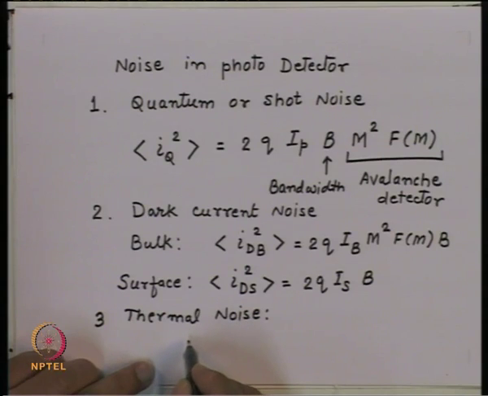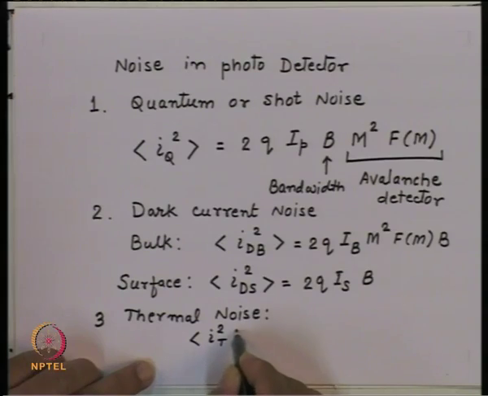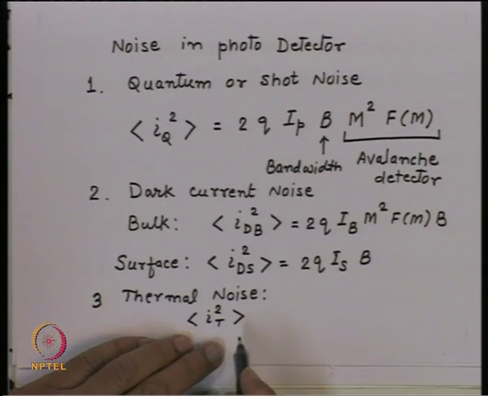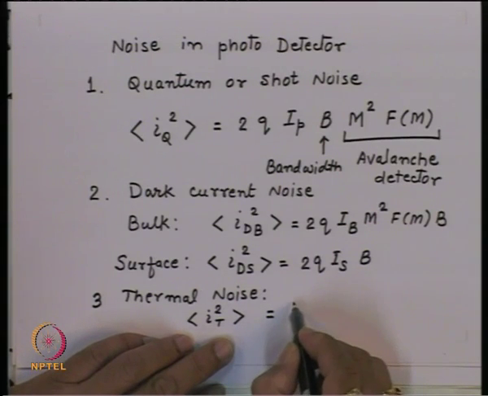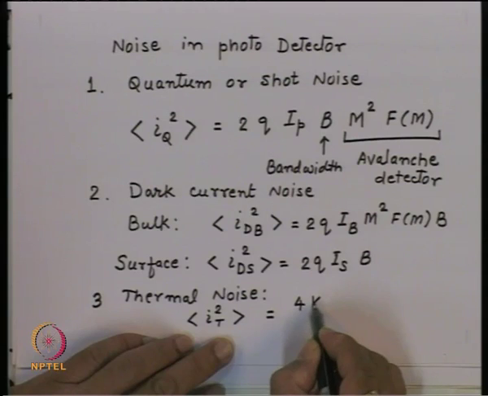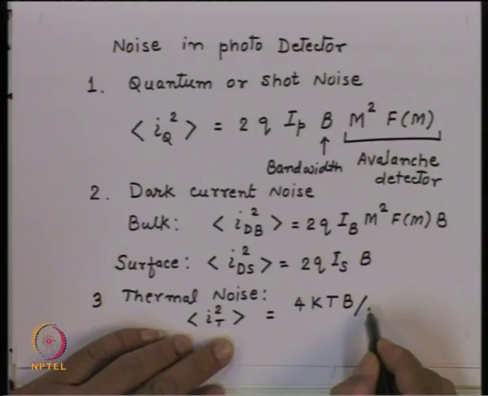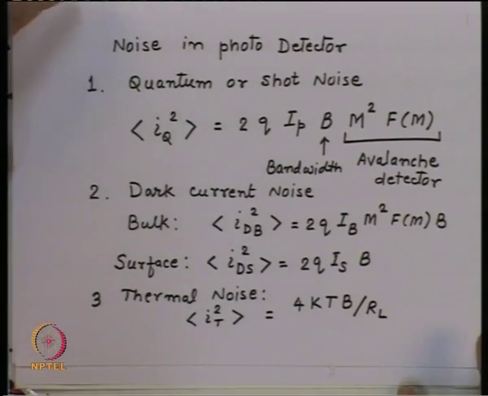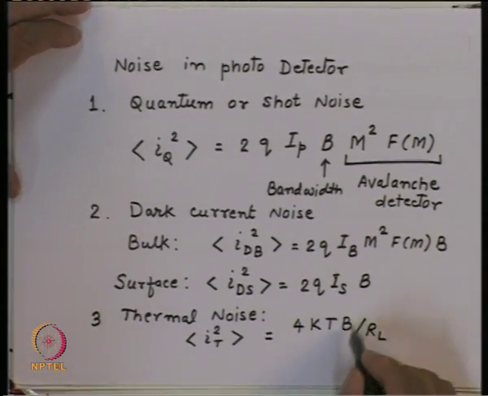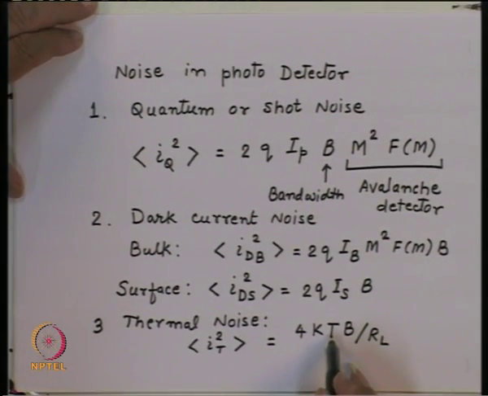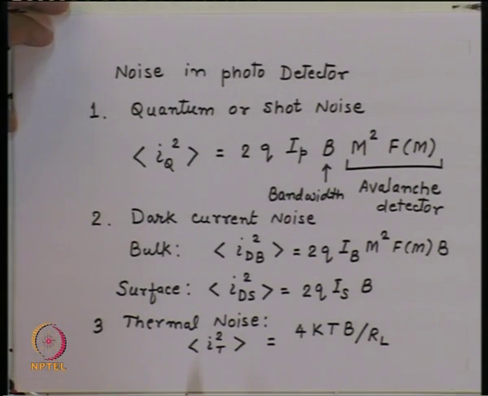And the mean square value of this thermal noise will be given as 4kTB divided by the load resistance, where B is the bandwidth, T is the temperature of the resistance, and k is the Boltzmann constant.